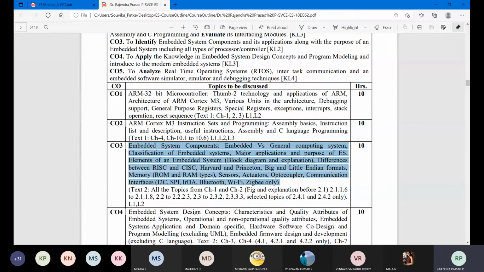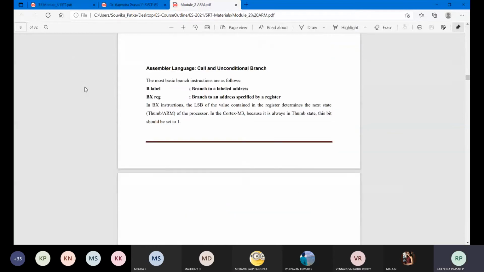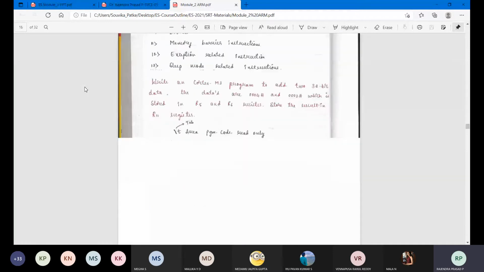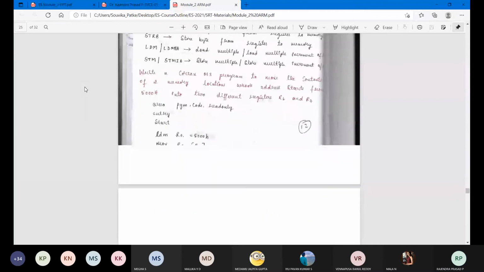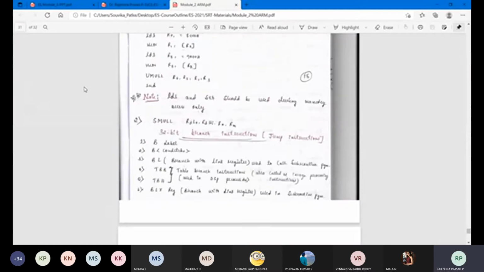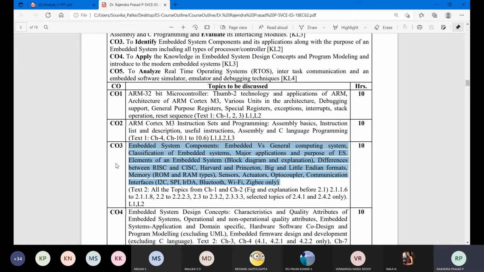Okay. Let me see whether this assembly is there or not. I will just check it. This is our module 2 part. A few examples I have taken. Nothing. Okay. Fine. So these are the topics which I have to cover.